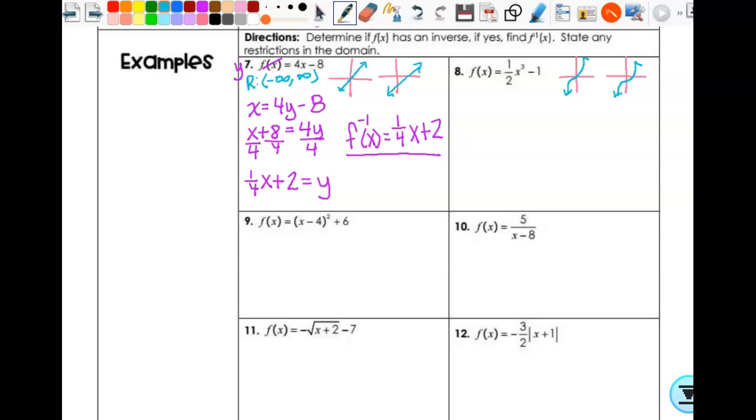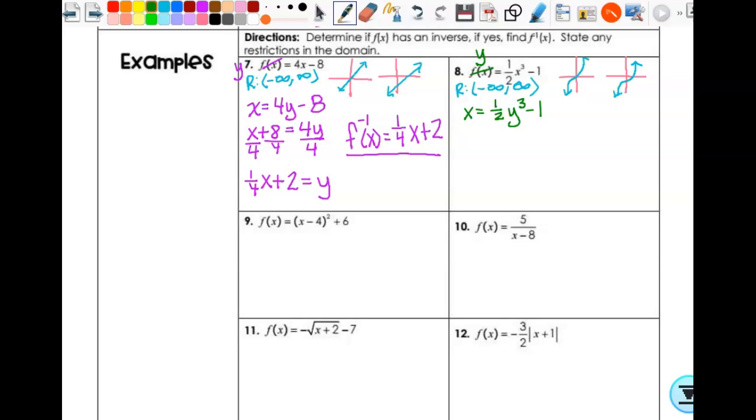I didn't make any little hash marks, nothing. I just needed the general idea of what was happening so I can figure some things out. So once again, the range of my original function is negative infinity to infinity. So the domain of my new function is not going to change. I'm going to change f of x to y, and I'm going to switch x and y. So I get x equals 1/2 y cubed minus 1.